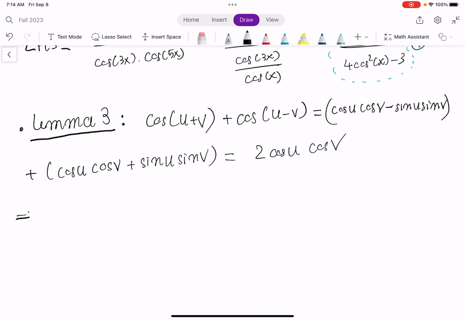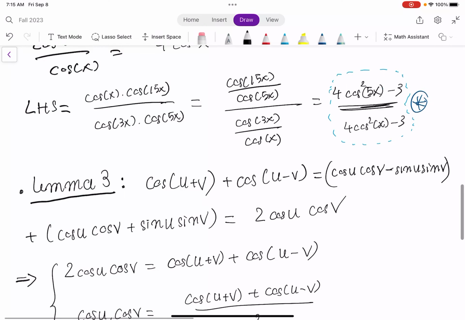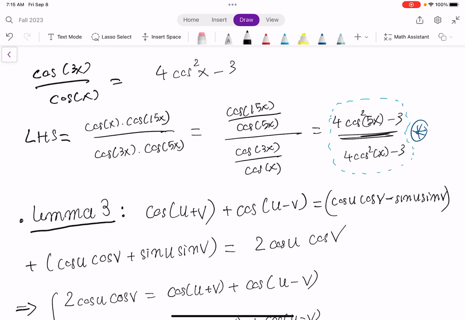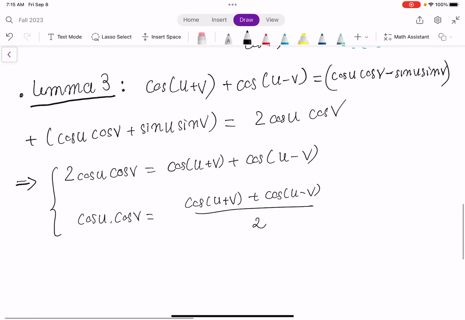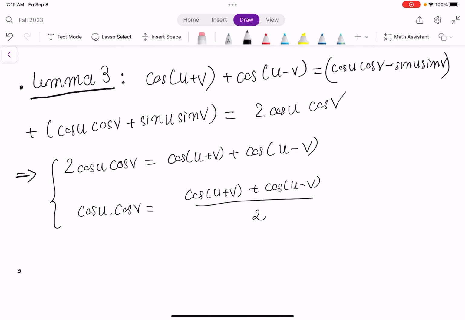So notice there's another way you can write it. You can say that 2 cosine of u cosine of v equals cosine of u plus v plus cosine of u minus v. Or in other words, cosine u times cosine v equals cosine of u plus v plus cosine of u minus v, over 2. Okay, wonderful. So let's see how we can apply this theorem later. I want to introduce you to another one as well. It's just the subtraction, so let's go ahead and introduce it as well.